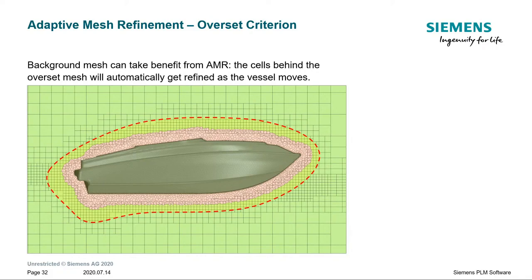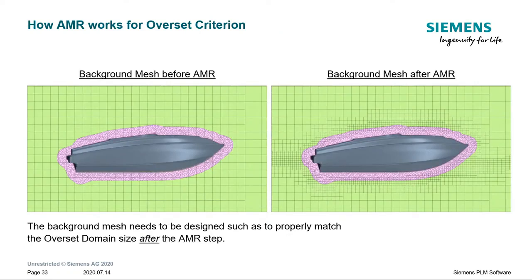So how does this work? Well, we can start from a standard trim mesh, coarse enough, as in the picture on the left, and then apply here, for example, in this case, 2 levels of adaptive mesh refinement with the overset criterion in order to get the picture on the right, in which, as you can see, the mesh got refined exactly behind the boat.